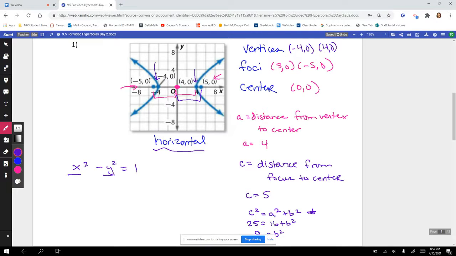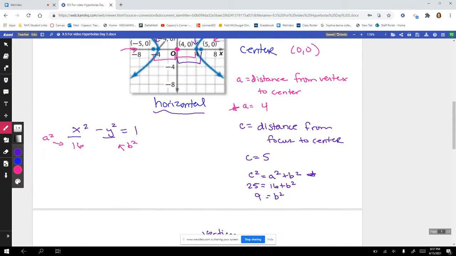Underneath our first fraction, it's always going to be a squared, and this piece right here is going to be b squared. So a squared is going to be 16, because we said a is equal to 4. And b squared we already found as 9. So our final equation is x squared over 16 minus y squared over 9 is equal to 1.